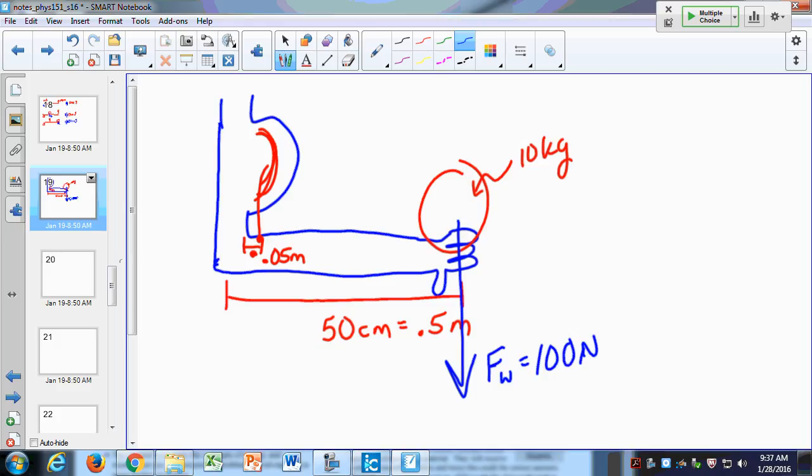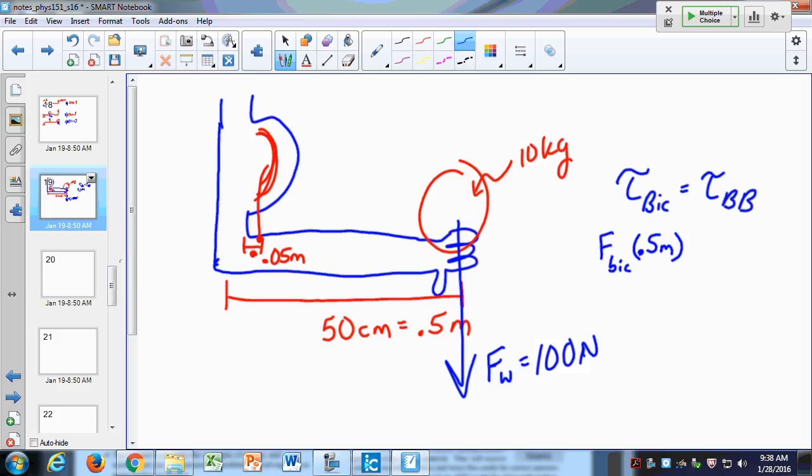And then we need to balance our torques. We need to say that whatever torque this bowling ball is causing must be balanced by the torque of this bicep. Doesn't really matter clockwise, counterclockwise, or whatever. We're just going to say that they have to be equal. That the torque caused by the bicep has to equal the torque due to the bowling ball. So that's going to be the force of the bicep times 0.5 meters.